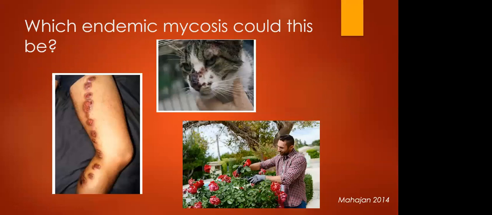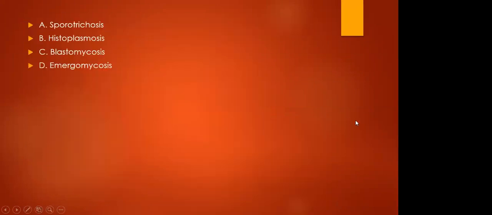And then the last endemic mycosis I'm going to speak about. So these are the skin lesions. That's a cat there. And then this is a rose garden. So do we think it's A, sporotrichosis, B, histoplasmosis, C, blastomycosis, or D, emergomycosis? Yeah, 5 seconds.